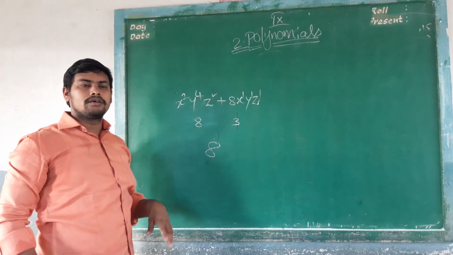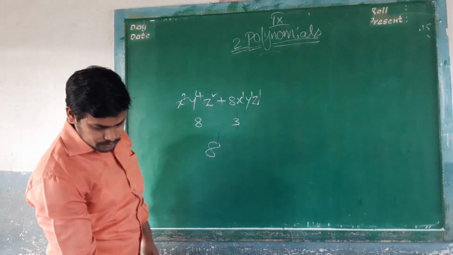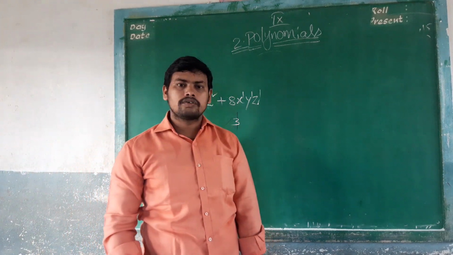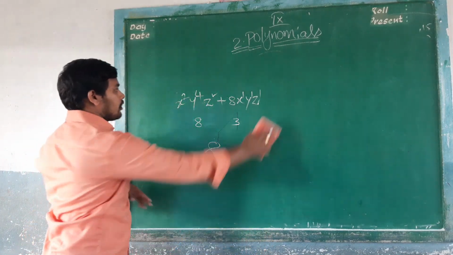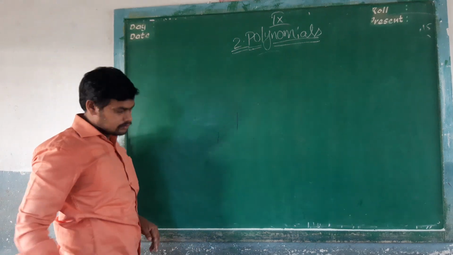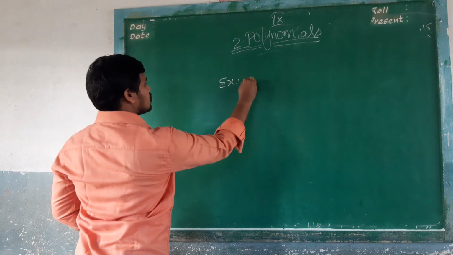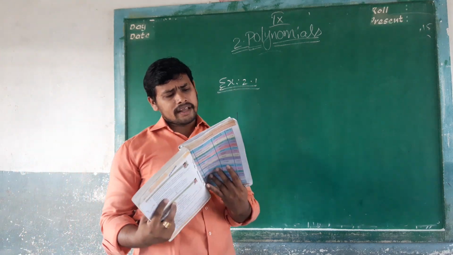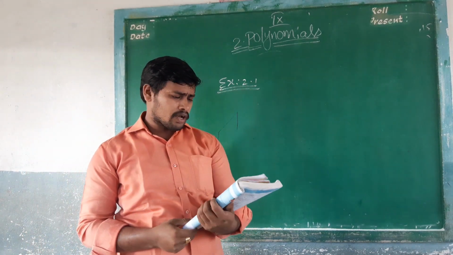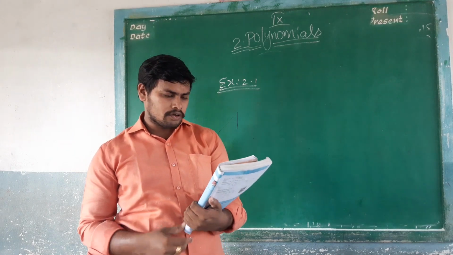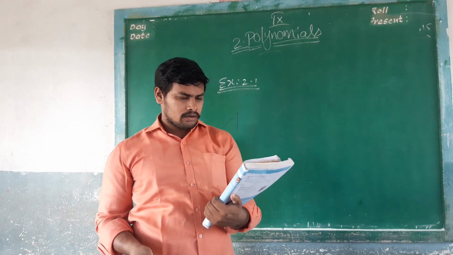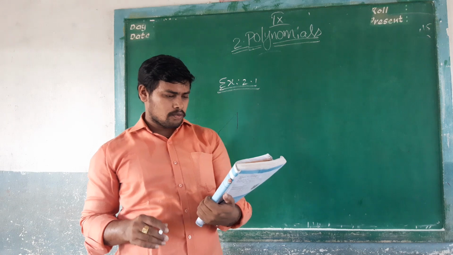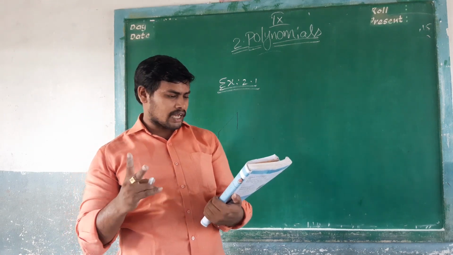Okay, next one. Move on to Exercise 2.1. Find the degree of the polynomials. You all know about that one, so you have to do it in your own way. Next, move on to the second question.